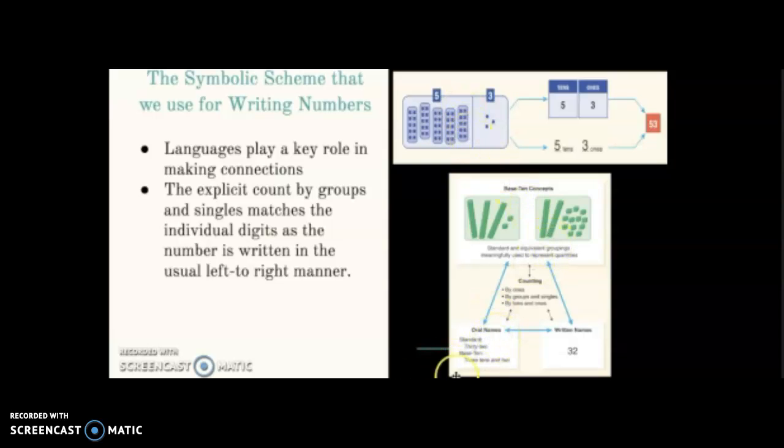In this section, we need to note that all 3 methods of counting are coordinated as the principal method of integrating the base 10 concept. So then writing the names and the oral names as well.